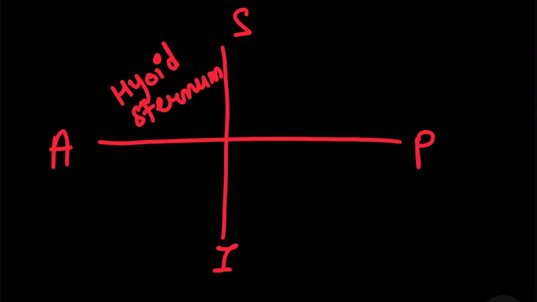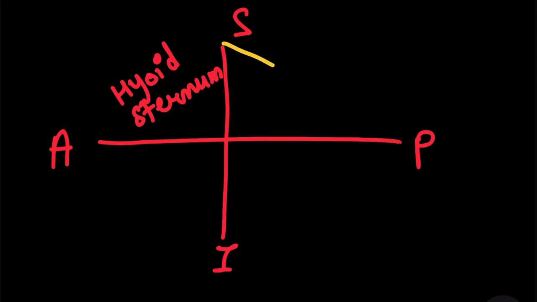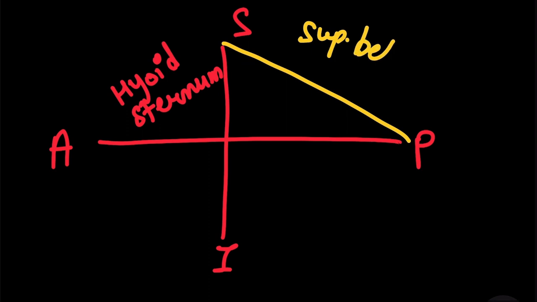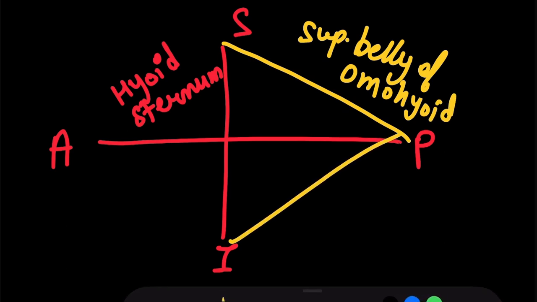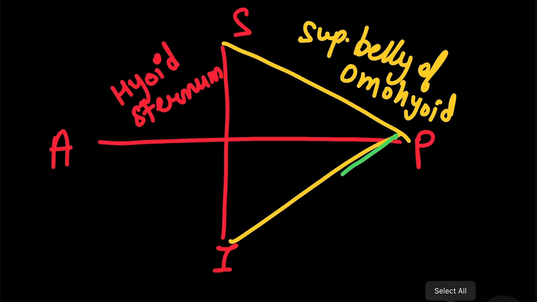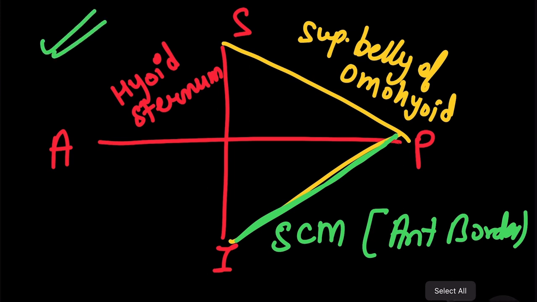Okay, now when we talk about the posterior superior part, this part is formed by the superior belly of Omohyoid, whereas the posterior inferior part, this part, is formed by the sternocleidomastoid muscle and its anterior border, or you say the anterior border of sternocleidomastoid. So this is the complete boundary which you need to remember.